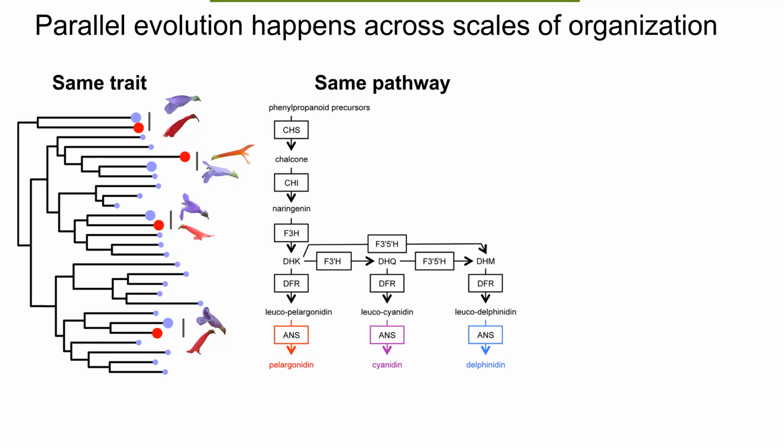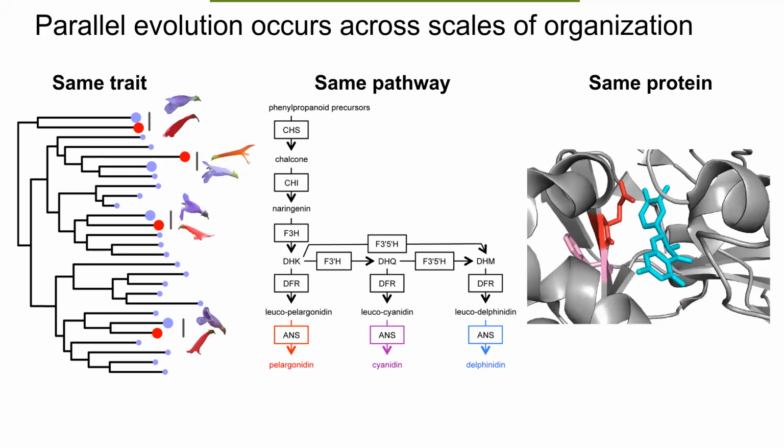Did the genetic changes that gave rise to red flowers happen in the same pathway? For example, the metabolic pathway that makes colorful pigments. If that's the case, did it happen in the same protein? This is a zoomed in 3-dimensional structure of the active site of this protein DFR. And we've actually found, in another separate study in a separate group of plants, an instance of convergent evolution of a single amino acid residue changing probably the specificity in the same way.